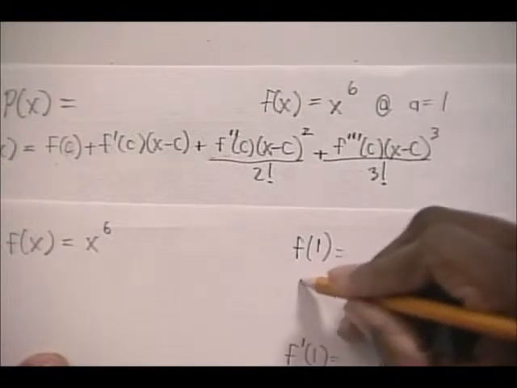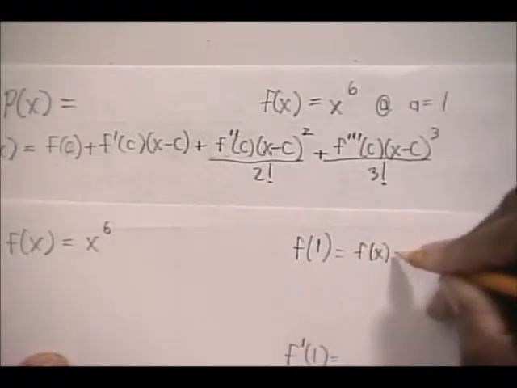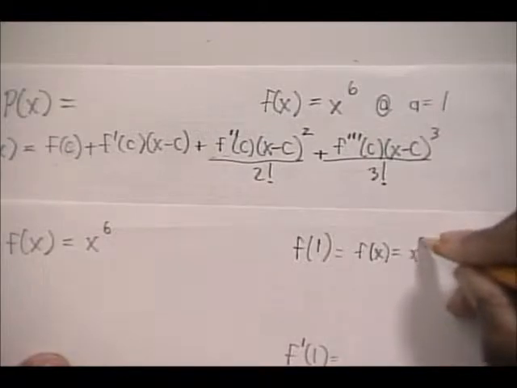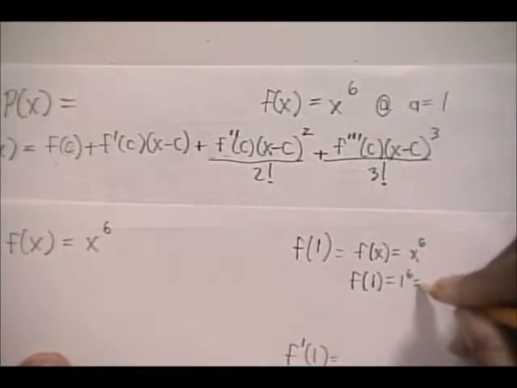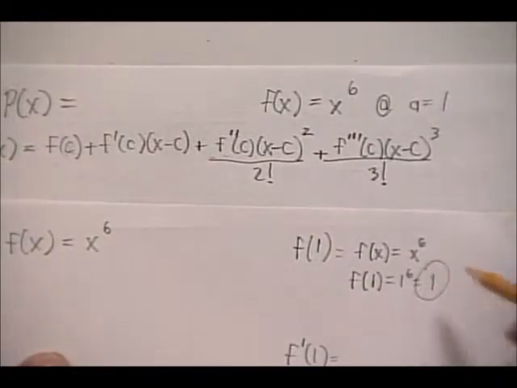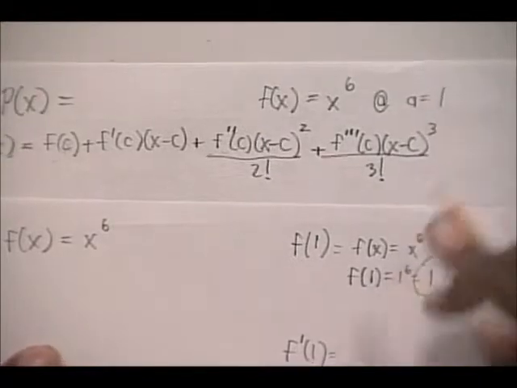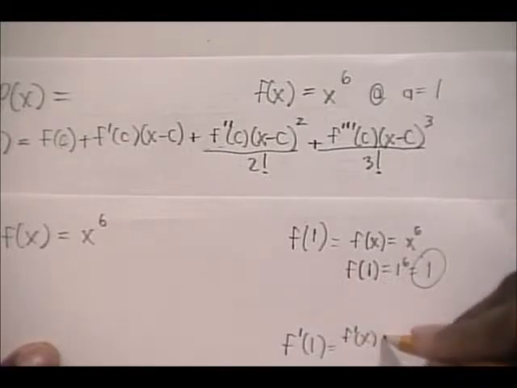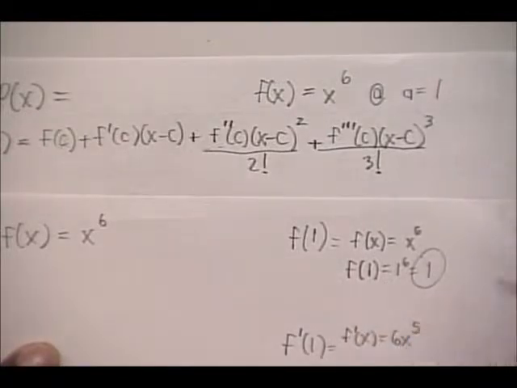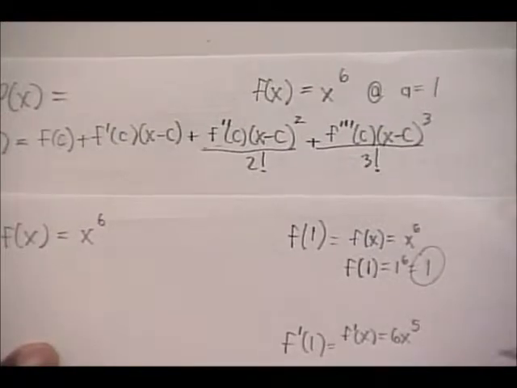All right, so f of x was x to the 6th. So f sub 1 would just be 1 to the 6th, which is just 1. And f prime of x is 6x to the 5th power. And f prime sub 1 would be 6 times 1 to the 5th power, which is 6.